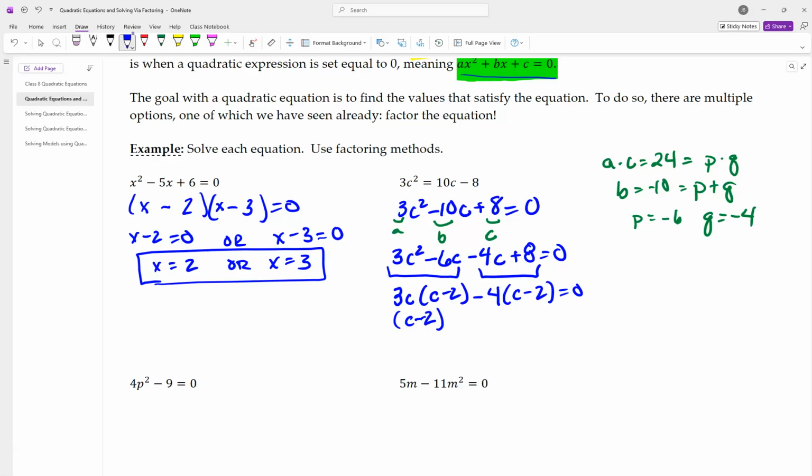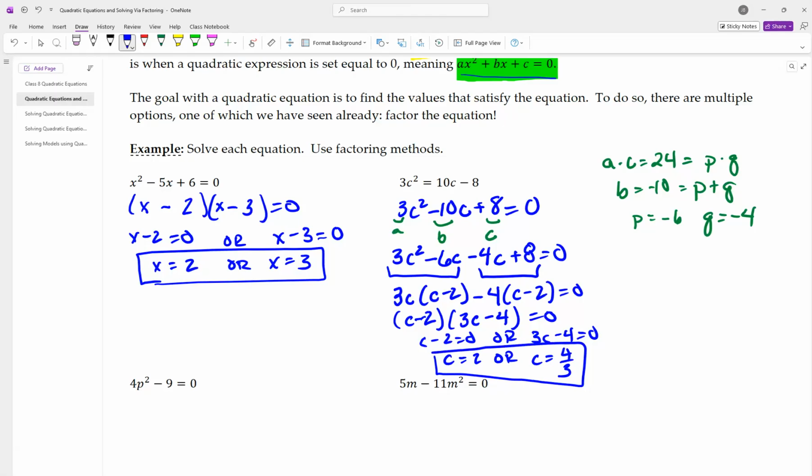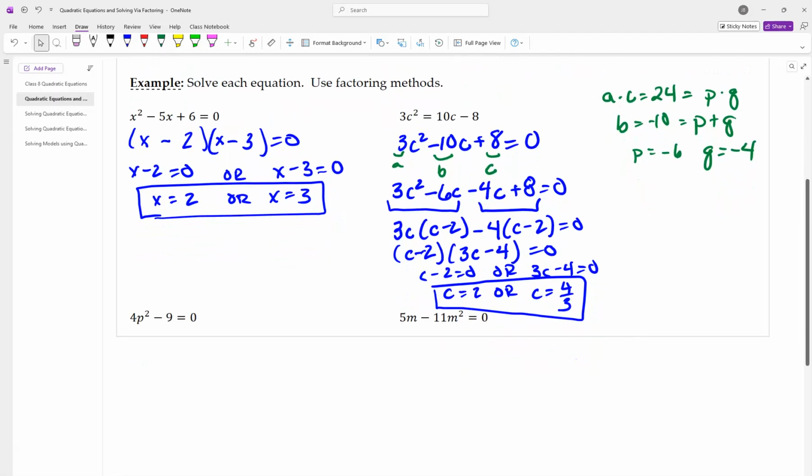Now I can factor further, because each of the terms that we have after we grouped has a c minus 2 in common. So we have c minus 2 times 3c minus 4 equals 0. And now I'm in the same place as I just was, so I'd have c minus 2 equals 0, or 3c minus 4 equals 0, and solving I get c is equal to 2, or c is equal to 4 over 3 after you move the 4 over and divide by 3. All right. Okay, so I've solved 2.